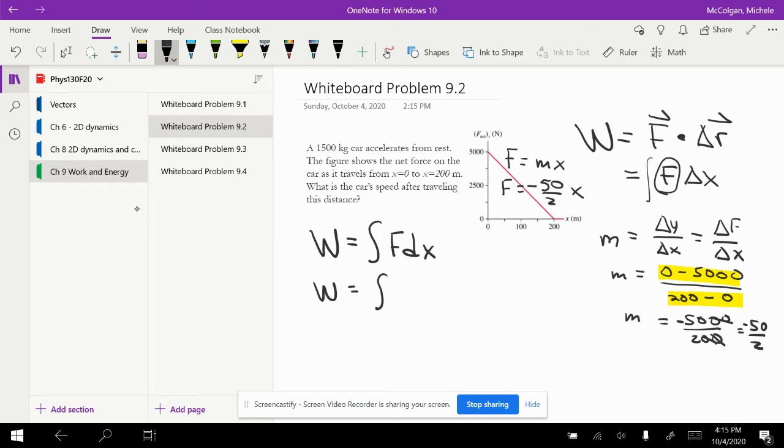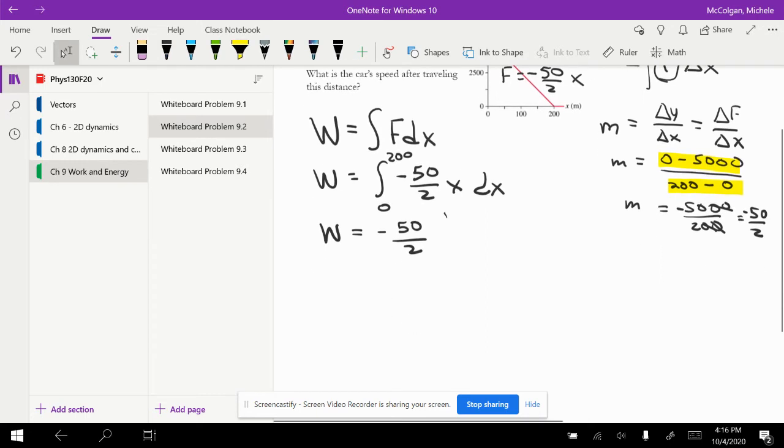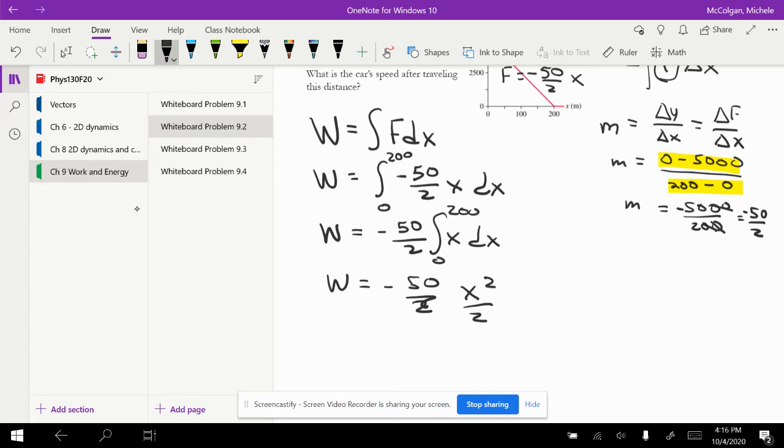So I'm going to plug that in. I'm going to have the integral of negative 50 over 2 x dx, and my x is going from 0 to 200. So I'm going to pull out the negative 50 over 2, and my integral is just x dx from 0 to 200. And so W is equal to negative 50 over 2 times x squared over 2. That's my integral of x dx, x squared over 2. And I'm going to evaluate it from 0 to 200.